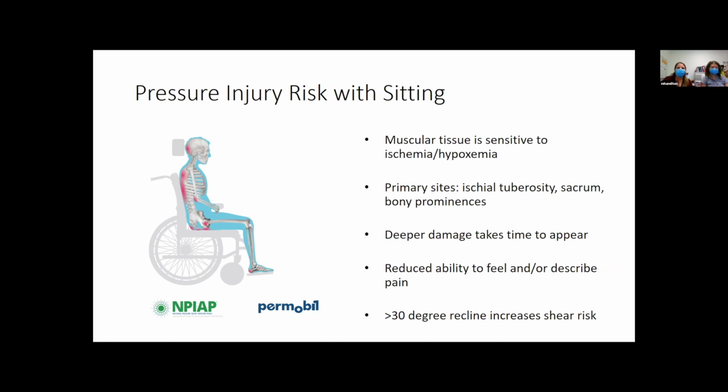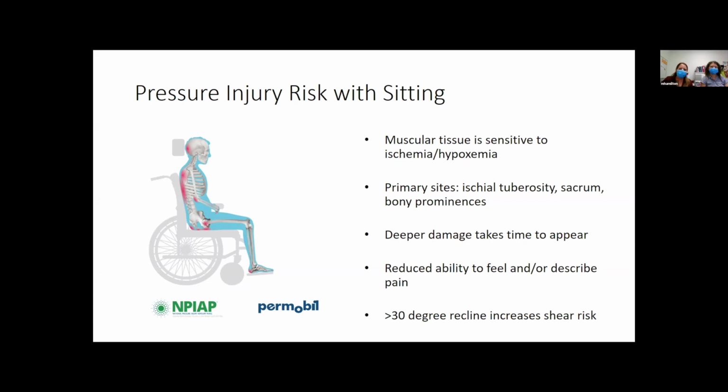Remembering that muscular tissue is really sensitive to ischemia or hypoxemia or pressure on that site because it is a high metabolic demand area. So if there's too much pressure there for a long time, you can reduce blood flow to that area and then make it more susceptible to pressure injuries. And then muscles tend to be deeper, and so they tend to show their injuries later. So it's important to be mindful of our patients, how they're sitting, what their position is, and then how frequently we're assessing and offloading appropriately.